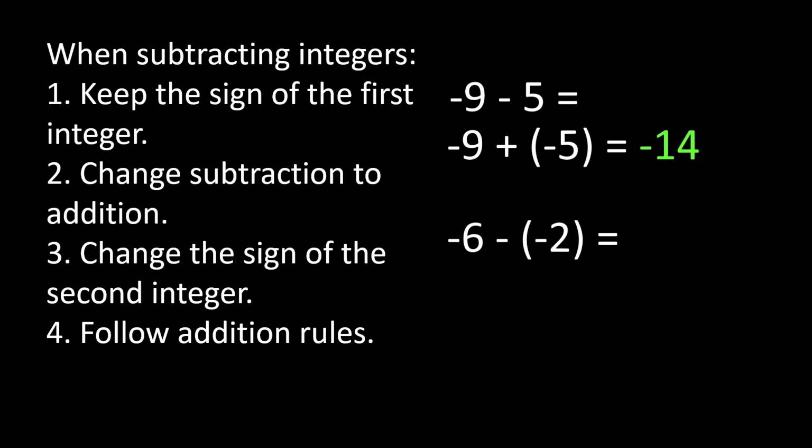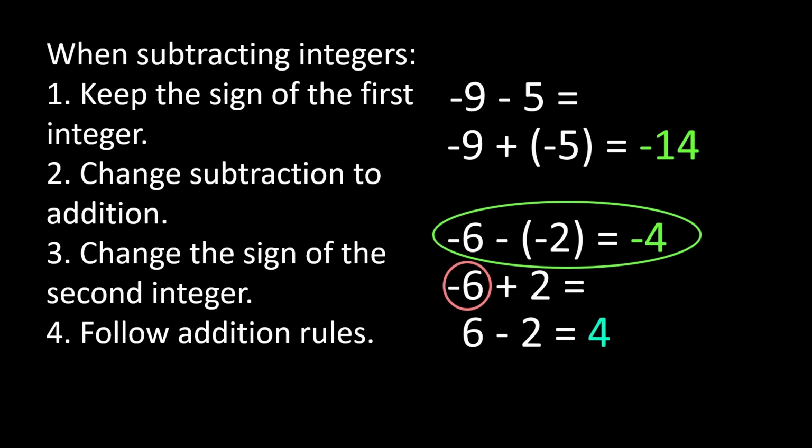The next problem is -6 minus -2. Here, we keep the sign of the first integer, so -6 will remain -6. We change subtraction to addition, and we change the sign of the second integer, so -2 becomes +2. -6 plus 2 is adding integers with different signs, and that rule tells us to subtract. 6 minus 2 is 4, and we'll keep the sign of the number with the larger absolute value, in this case, the -6, which will make the 4 -4. -6 minus -2 equals -4.